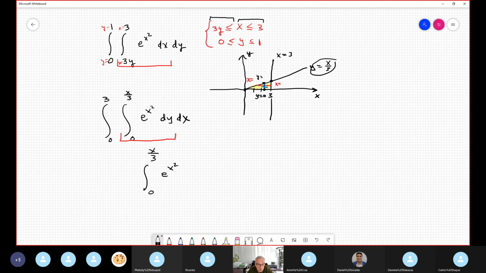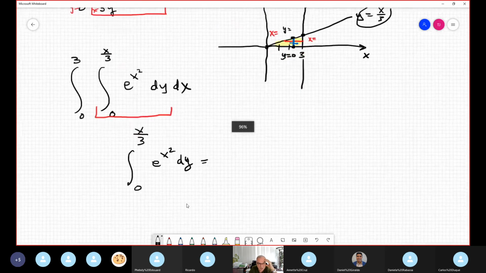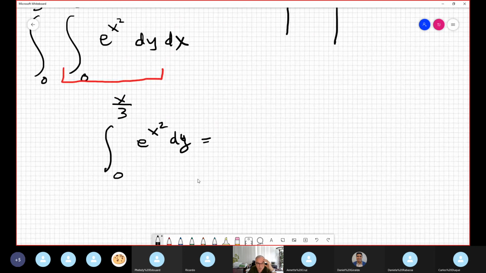e to the x squared dy, but in this case, wow, look at that. I integrate with respect to y, however, the integral function does not depend on y. It's considered like a constant. So you put e to the x outside. Integration dy is y. Evaluating between this and this is x over 3, something like that.